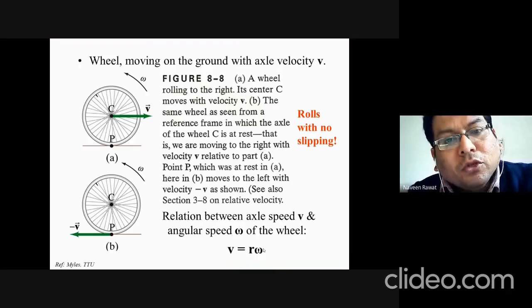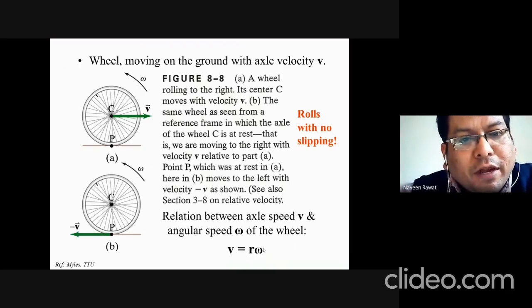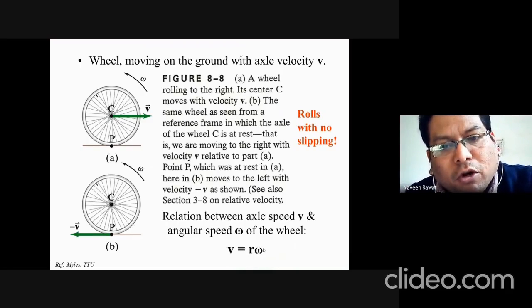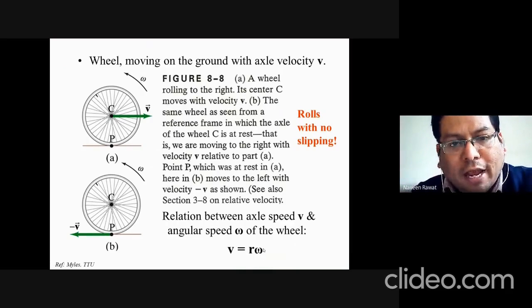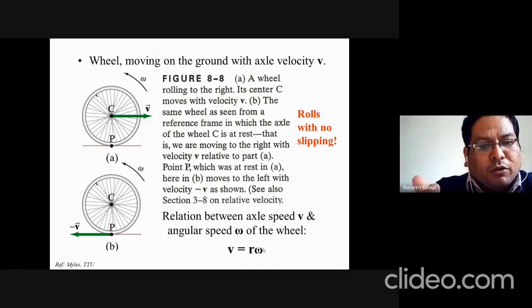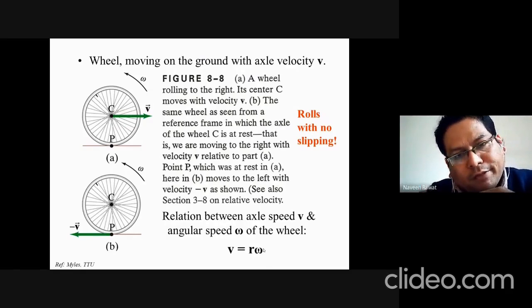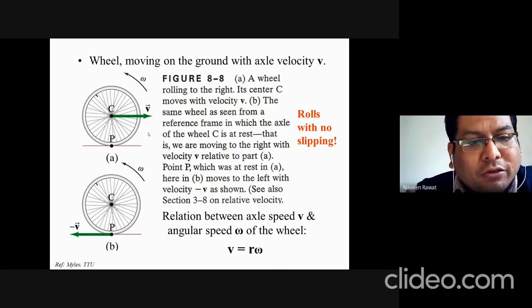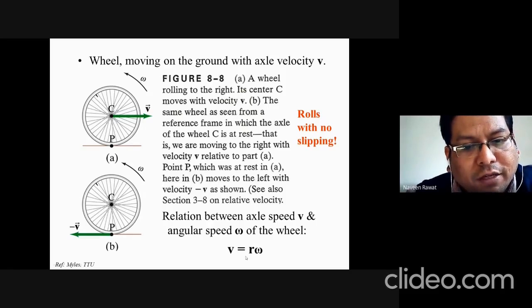Again, what we have to remember is that we can look at this motion of the object that is doing this translation and the rotation in terms of the motion of the center of mass. When the object is not slipping, we have the relationship that v is equal to R omega. So let's see how the motion can be decomposed.